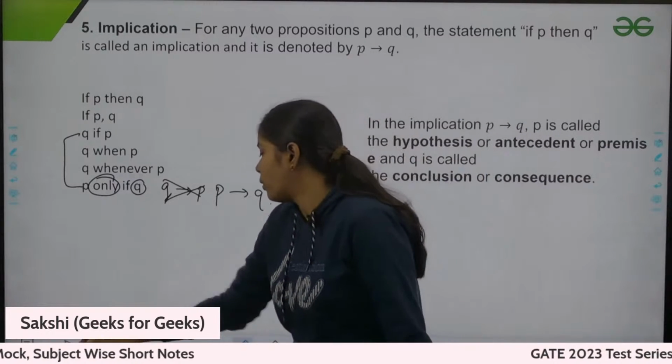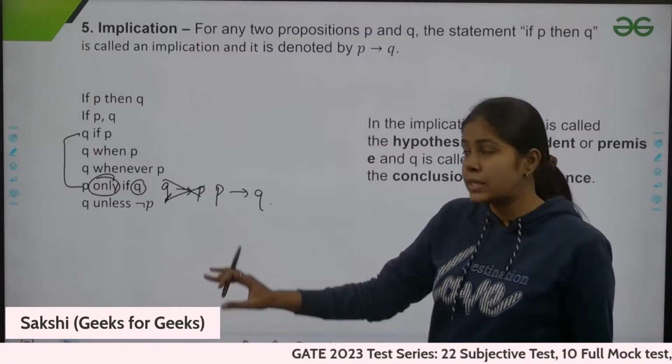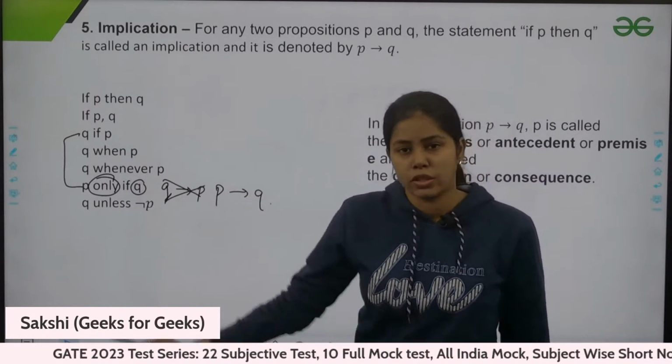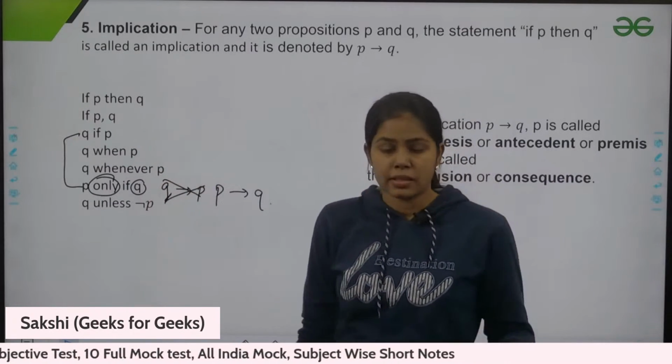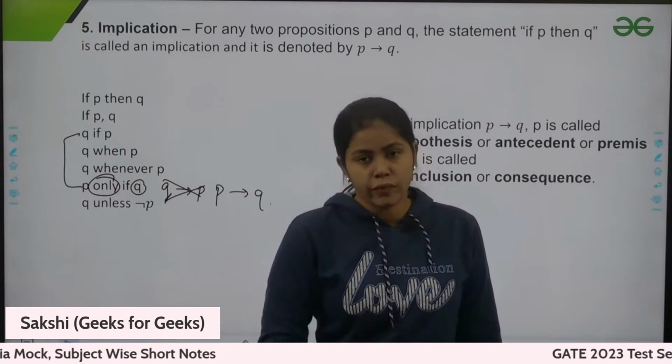Okay, now the next thing we have is Q unless negation of P. So just remember guys, these are the English statements which they can use in questions to ask you, and we'll see in previous year questions you will find some of the patterns from here. So just remember these points so you do not get confused in the implication formula.